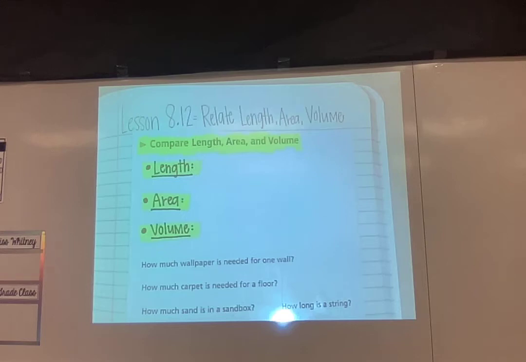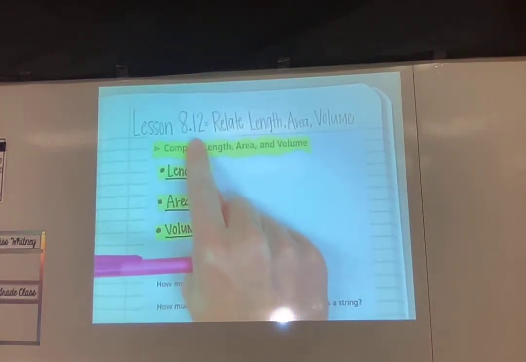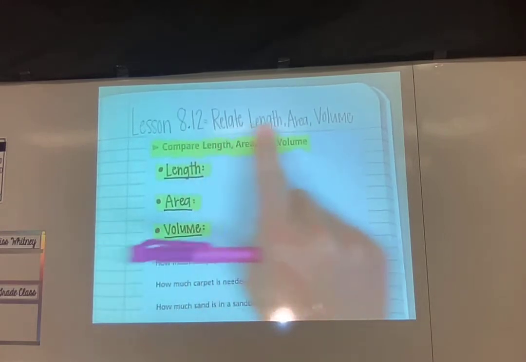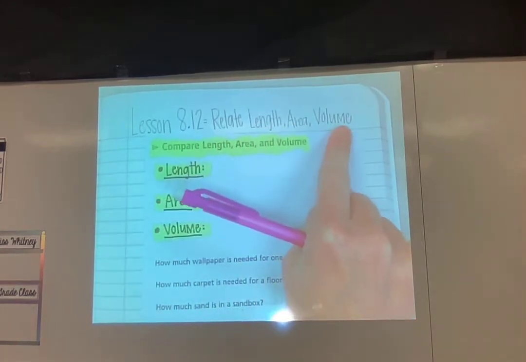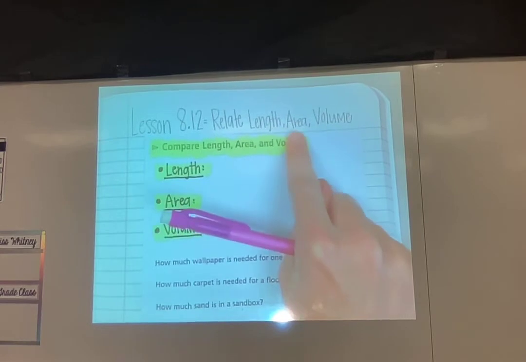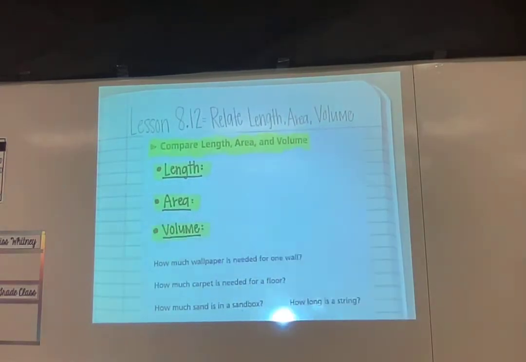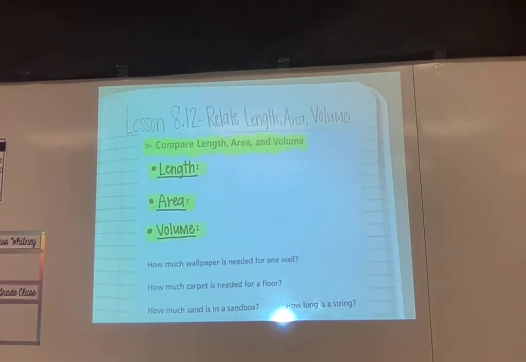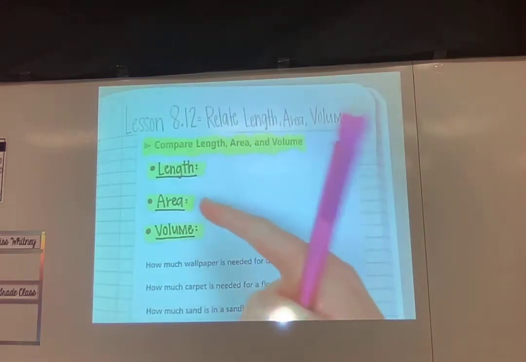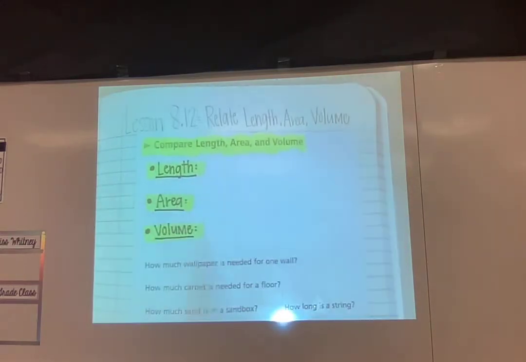Hi, 5th grade. Today in math, we are doing lesson 8.12, and it is over relating length, area, and volume. So today we're going to talk about length, area, and volume, which are ways that we measure things, but each one of these different things measures a different type of thing. So that's what we're going to talk about today so that we really understand the difference between length, area, and volume. Let's first start with length.